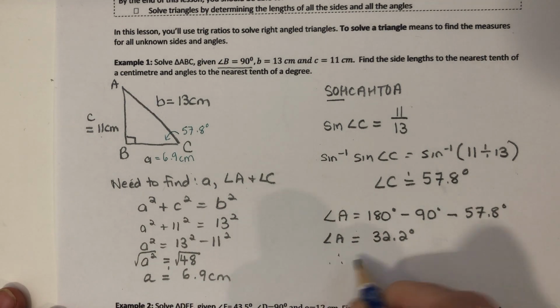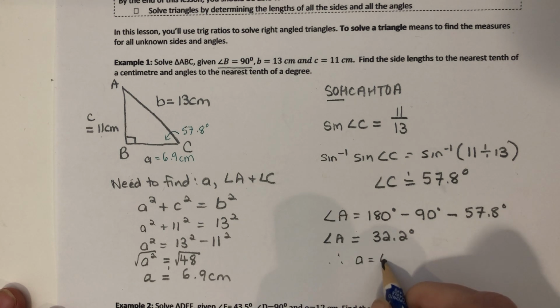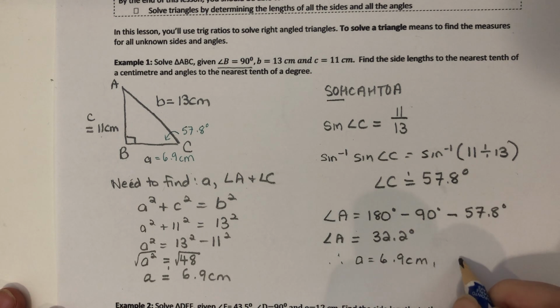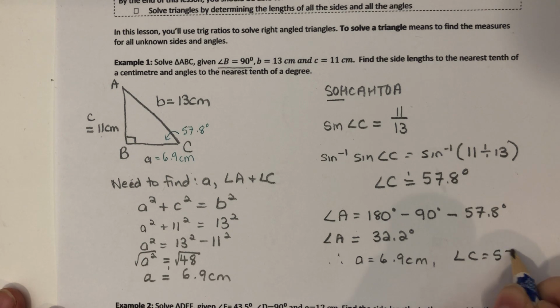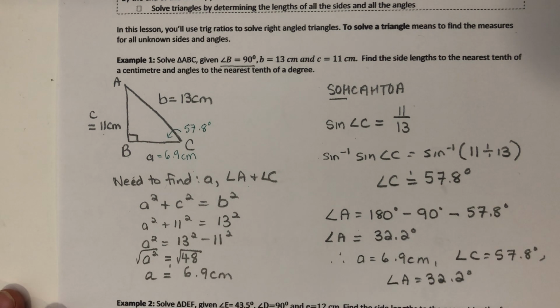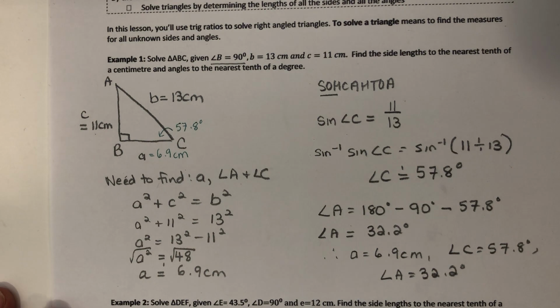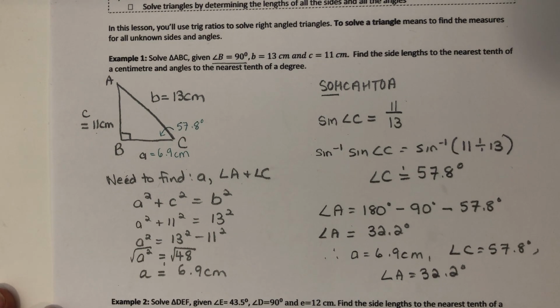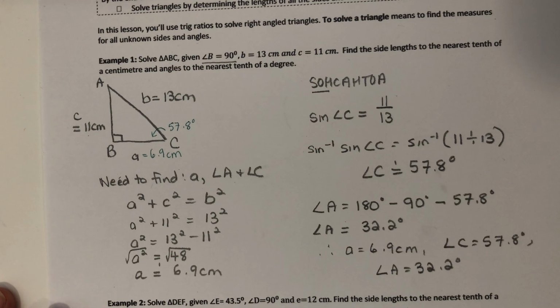So therefore, our summary: A is 6.9 centimeters, angle C is 57.8 degrees, and angle A is 32.2 degrees. Okay, so again, just a quick review of this question. To solve a triangle, the first thing I would recommend is always drawing the triangle and putting in the information you are given.